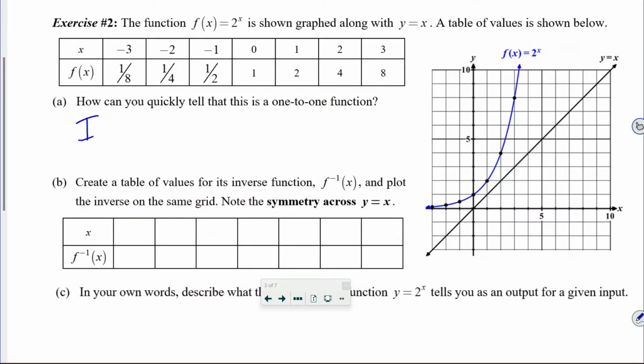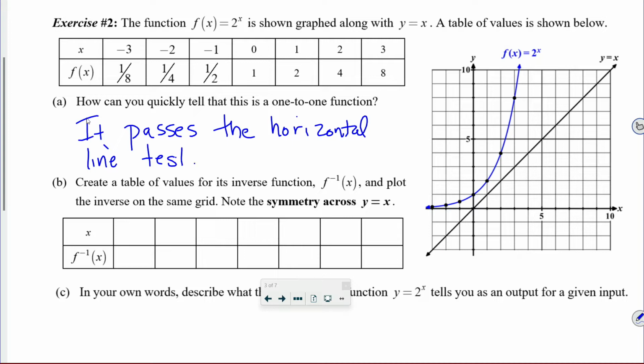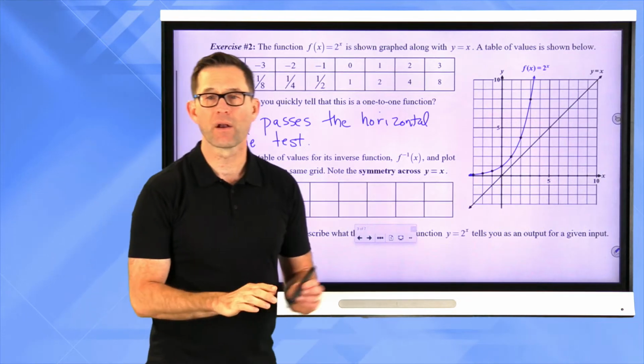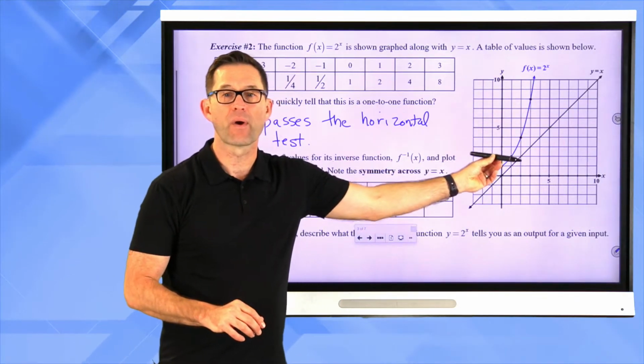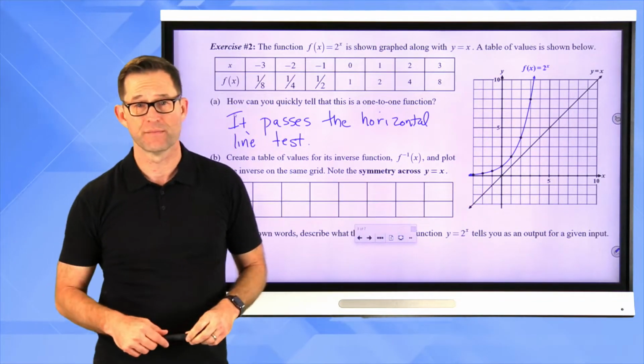Or you could say it passes the horizontal line test, right? Remember that line test says that if I take a horizontal line and I just draw it anywhere on this graph, it's going to hit the graph at most once.